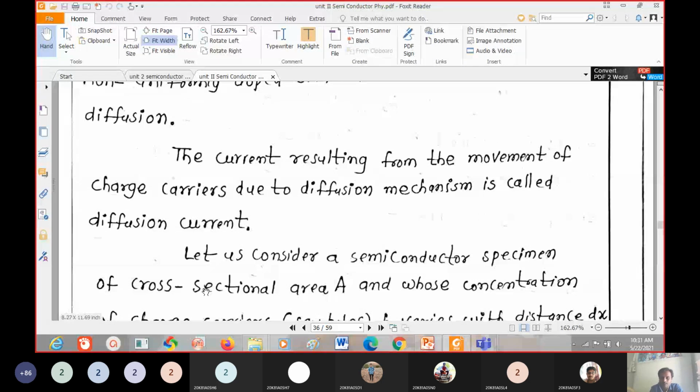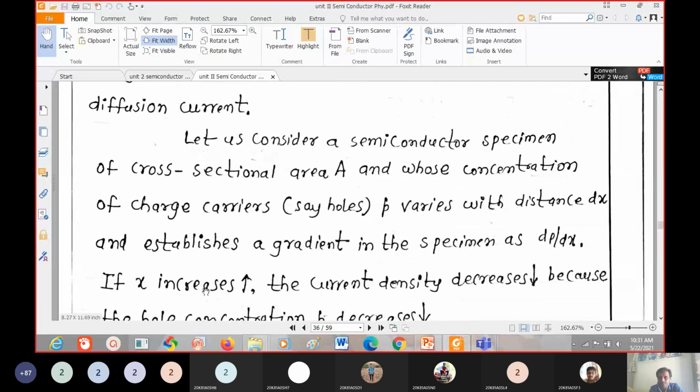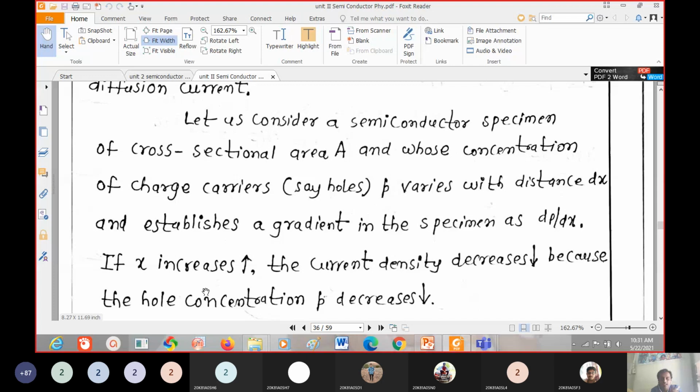Diffusion current. Okay. So let us consider a semiconductor specimen of cross-sectional area A whose concentration of charge carriers, suppose we take p-type charge carriers, varies with a distance dx. If you take one particular distance, the charge carrier density will be high. If you take another distance, the charge carrier density will be less. And this establishes a gradient in the specimen.